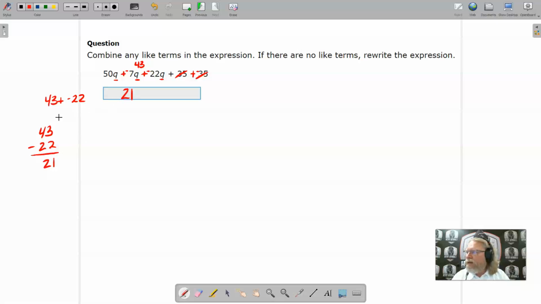And note that the 43 has a greater absolute value than the negative 22. So we're going to use the sign that matches the 43, and the 43 is positive, so my answer is positive. And that makes sense. 43 minus 22, it's not enough to get you to 0, so your answer would be positive. And do not forget to bring the Q along for the ride. So 21Q is the final answer for this question.